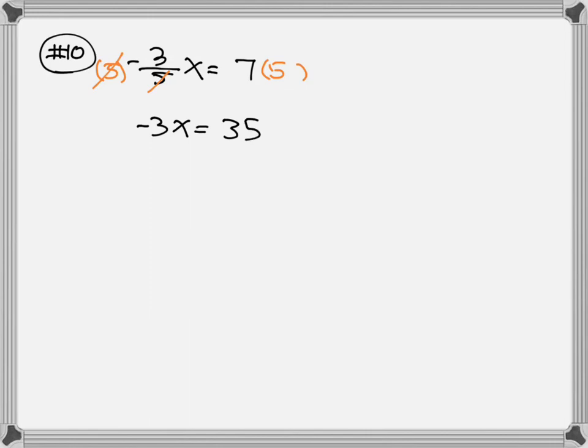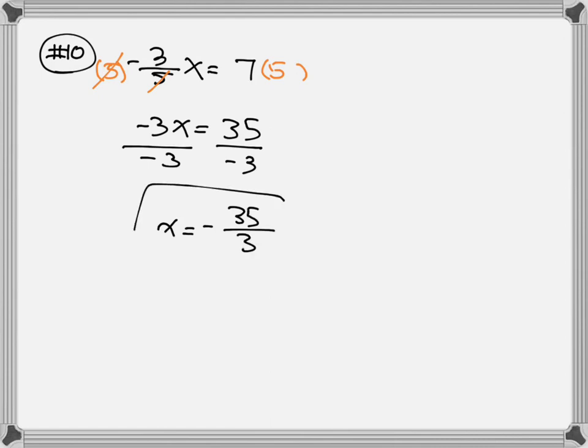Number 10, we have negative 3 over 5x is equal to 7. So here, let's get rid of my denominator, okay? My denominator is 5, so I'm going to multiply 5 to both sides. The reason I multiply the same number is because I can cancel out my denominator, so there's no more fraction. So we have negative 3x equal to 35. Divide everything by negative 3. So my x equals negative 35 over 3. And that's the answer. Okay?